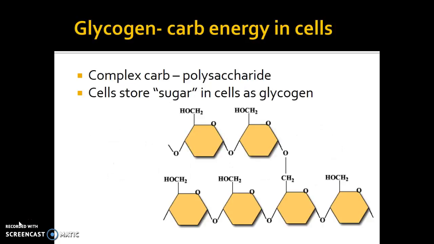Animals in their muscle cells typically store their energy as glycogen, which is still a bunch of glucose molecules stuck together. However, those are arranged slightly different. So just like in all of biochemistry, different shapes provide different functions.